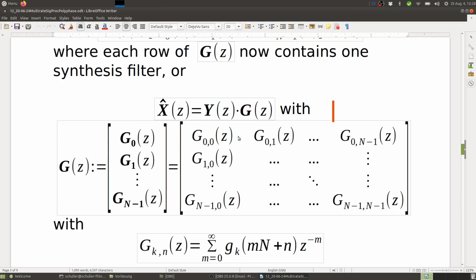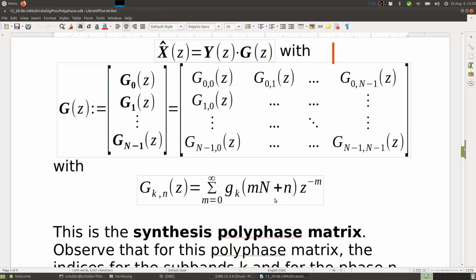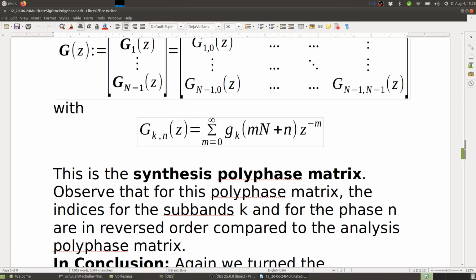So each row contains a synthesis filter. So you can see here the first index is now the subband index. Here gk, k is the subband index, and the second index here is the phase index. And similar for the analysis, this is the resulting z-transform for the entries of the polyphase matrix. So again, it's the z-transform of the downsampled impulse responses at phase n. So this is now the synthesis polyphase matrix.